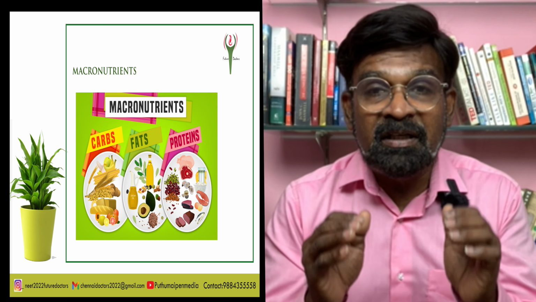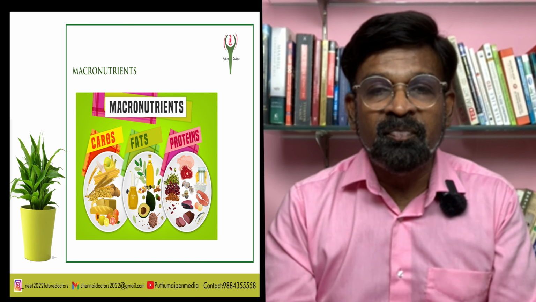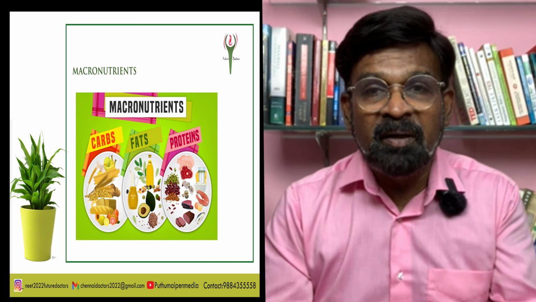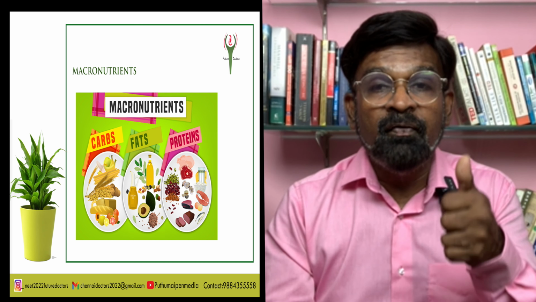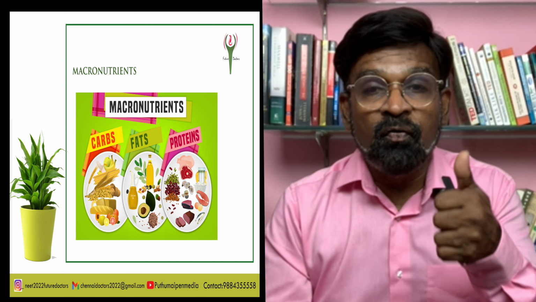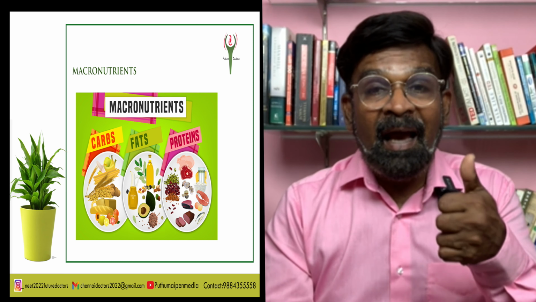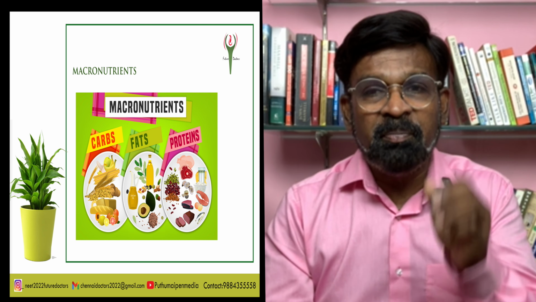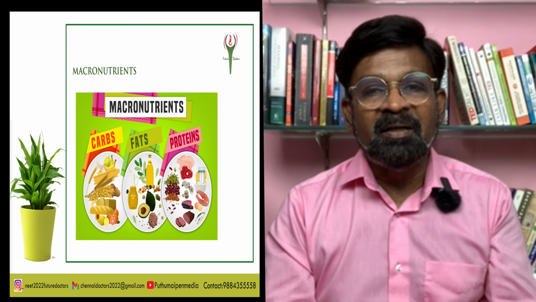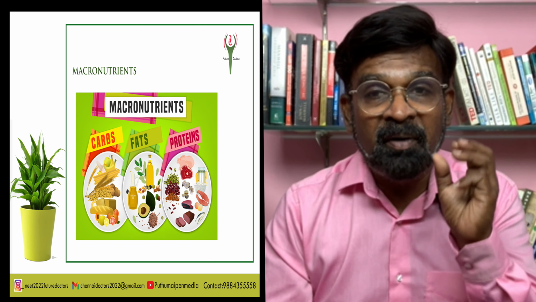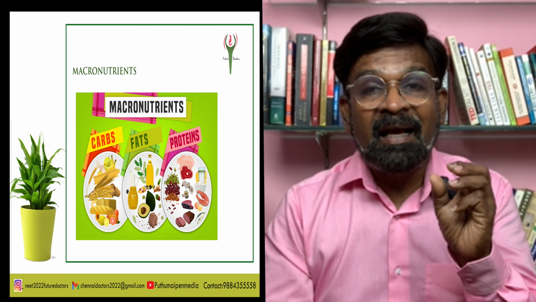The photosynthetic pigments are of two types. Number one, primary pigments. This pigment forms the main molecule of photosynthesis, that is chlorophyll, chlorophyll A and B. Next is the accessory pigments. These support the function of primary pigments. Examples are xanthophylls and carotenoids.